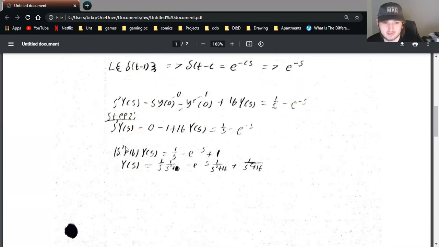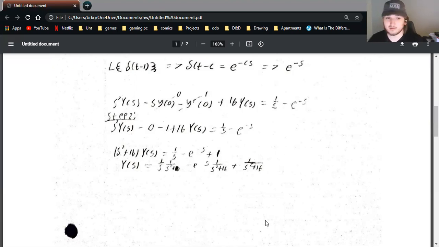So it'll be s squared plus 16 times Y of s equals 1 over s minus e to the power of negative s plus 1. And then you divide by s squared plus 16, so it'll be capital Y of s equals 1 over s times 1 over s squared plus 16, minus e to the power of negative s times 1 over s squared plus 16, plus 1 over s squared plus 16. We have capital Y of s on one side. Now we're done with step 2.